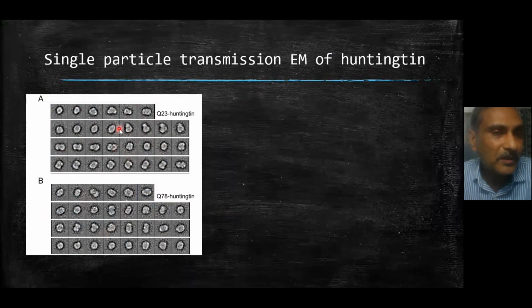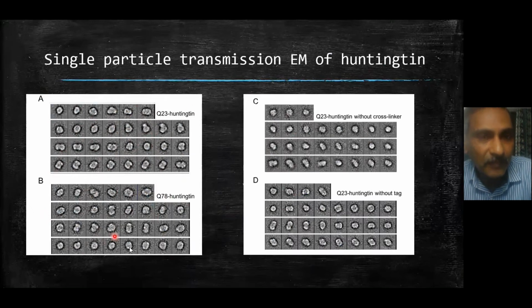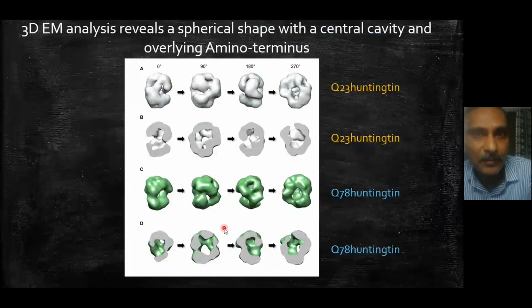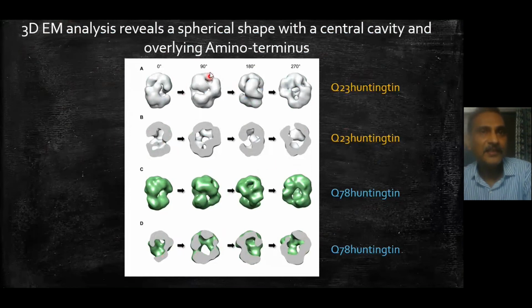So we have to do a normalization. We did this both without any cross-linker and using a cross-linker. The cross-linker makes the structure a bit more compact. We analyzed the data of more than 1,000 particles for each protein, and based on that we did the modeling. So this is the model. What it reveals is that there is a spherical shape with a central cavity. Overall the structure is spherical, and that is true for both wild type Huntingtin and the mutant Huntingtin.